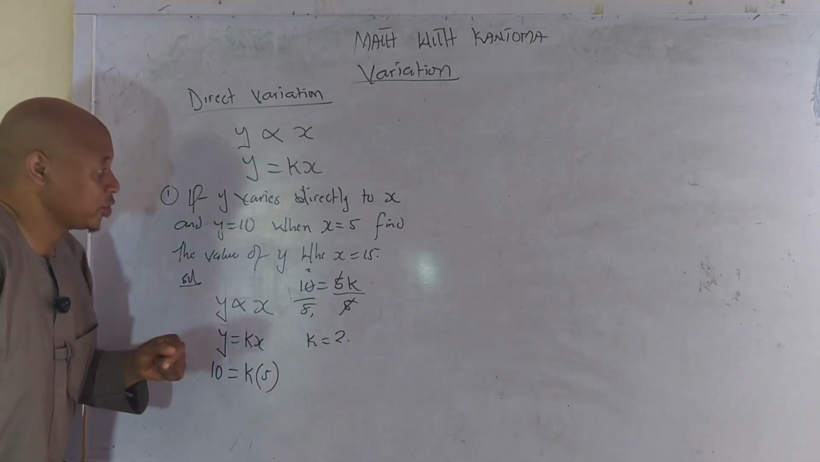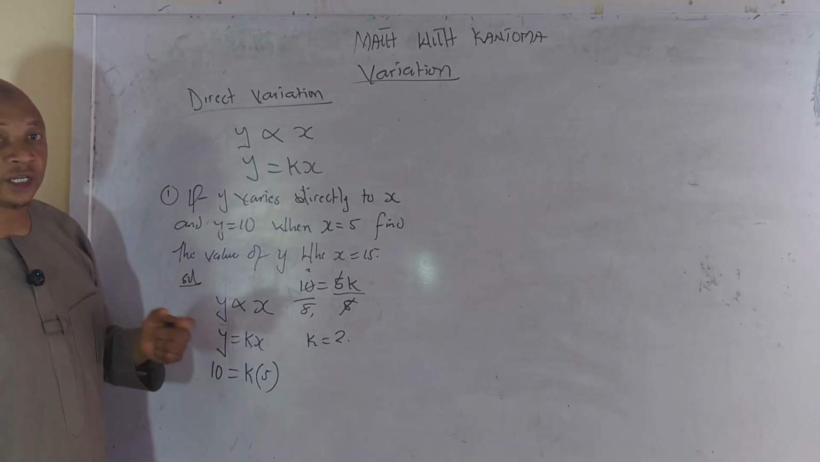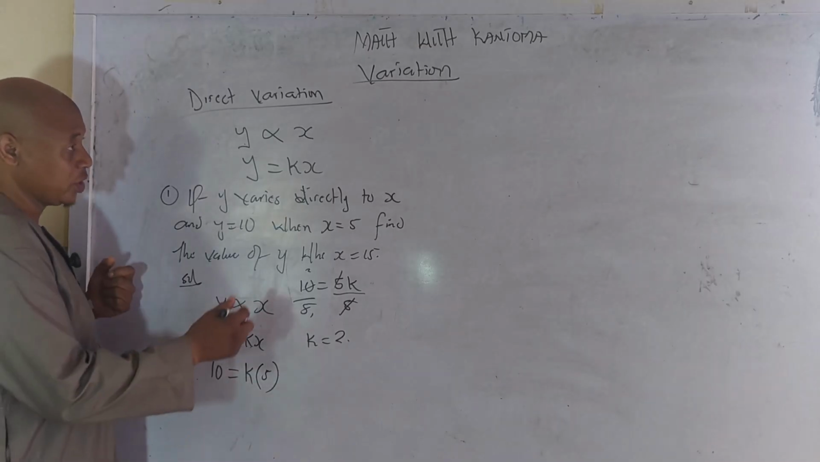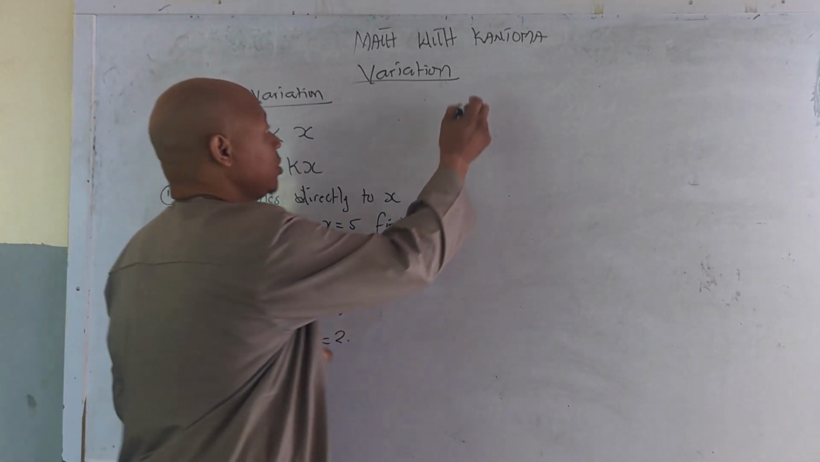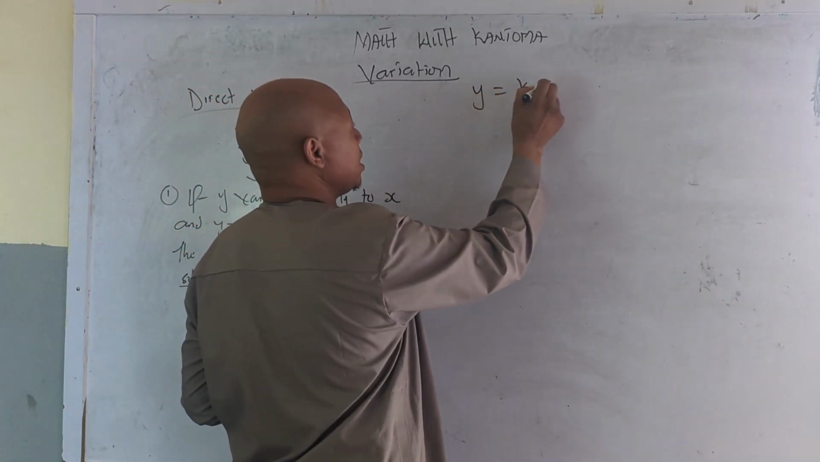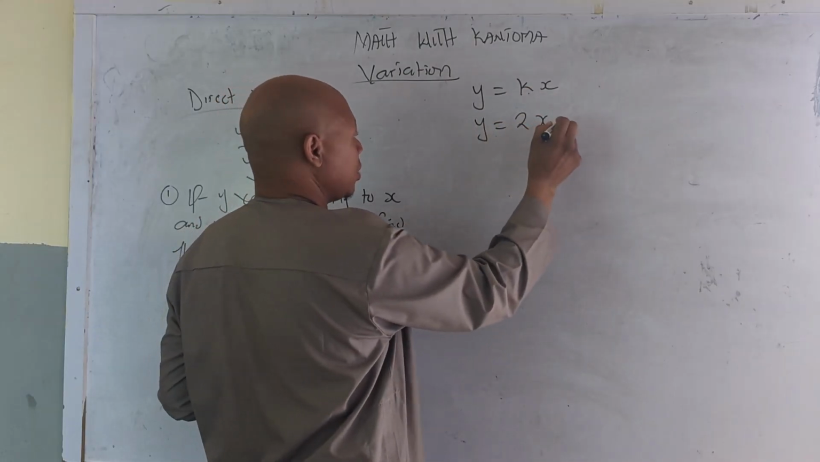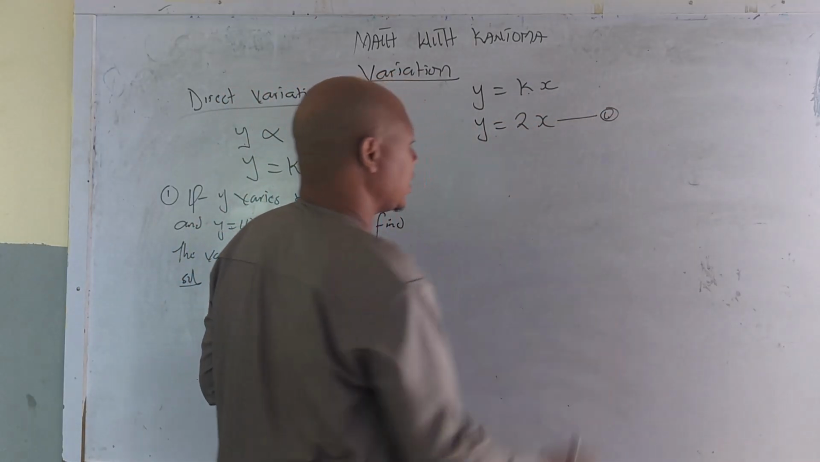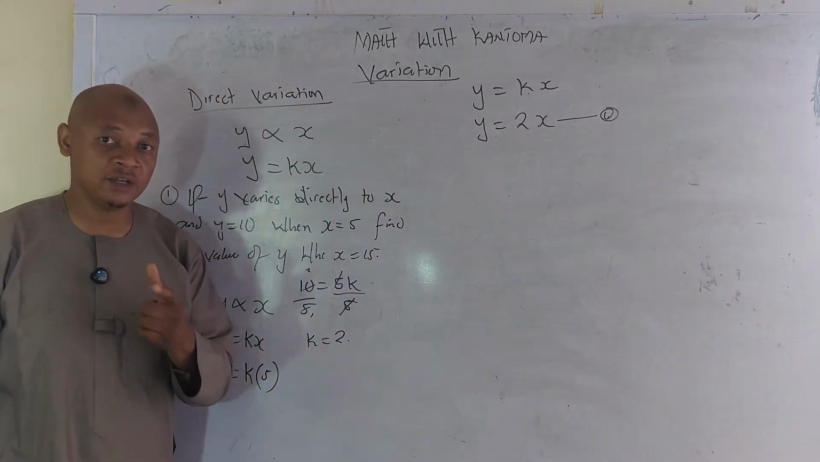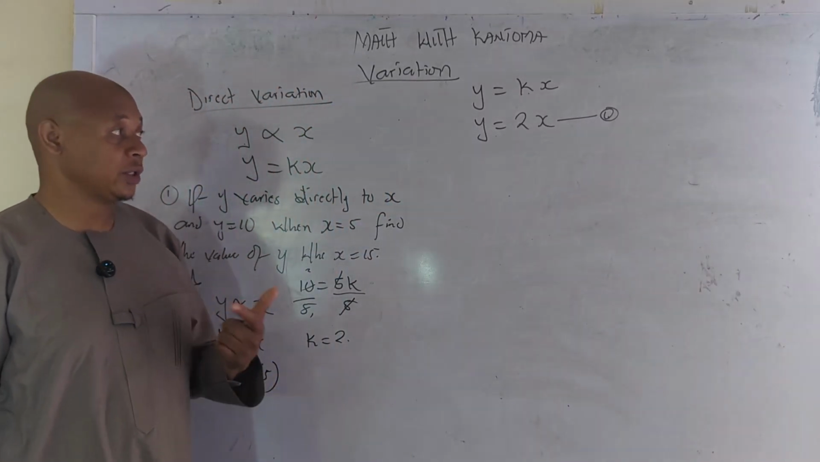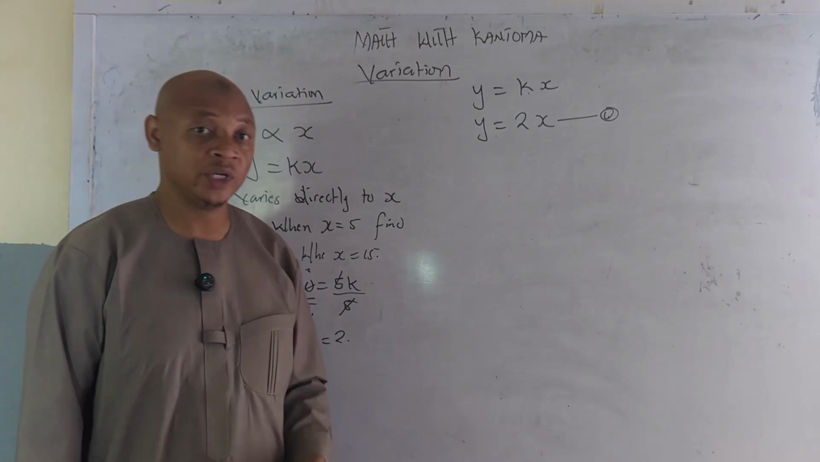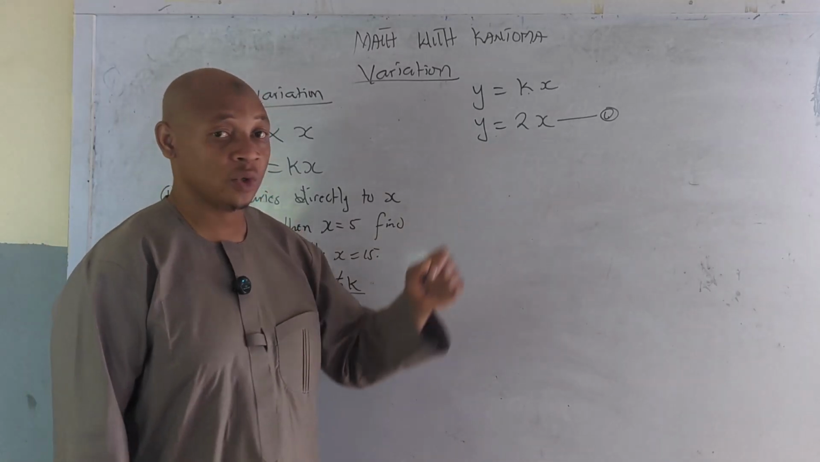Now if the question says we should write the equation that represents the situation, the equation is going to be y equals kx. Substitute the value of k to be 2, so y is equal to 2x. Now this is the equation that represents the situation. If the examiner asks us to find the equation that represents the situation, this is what we write.